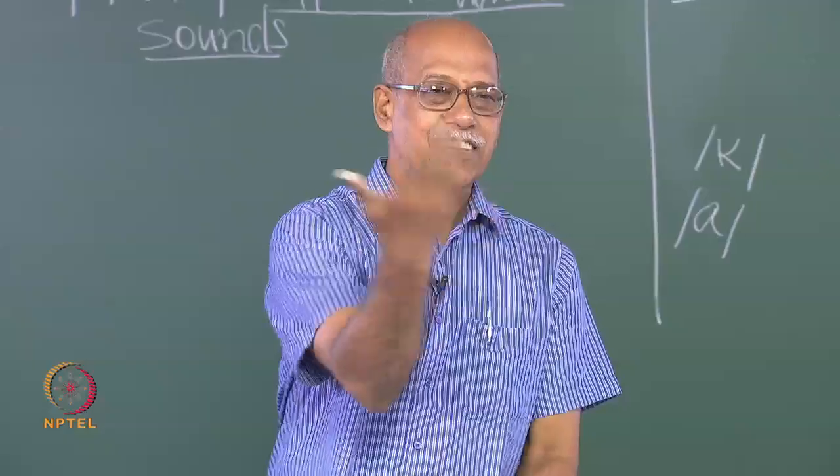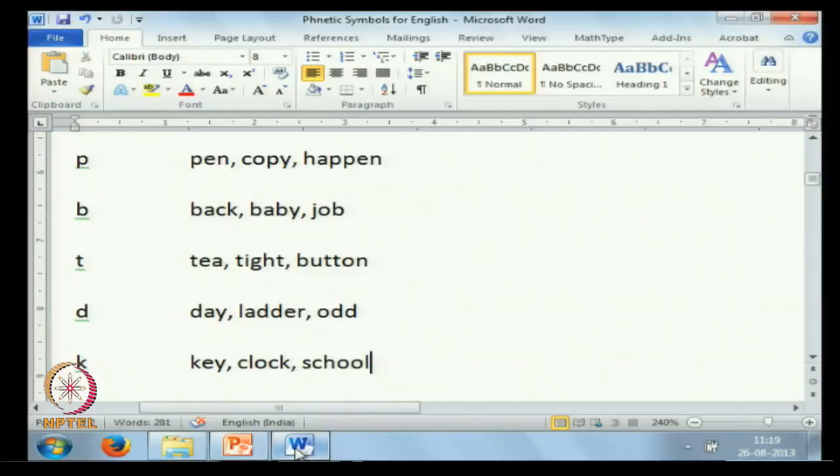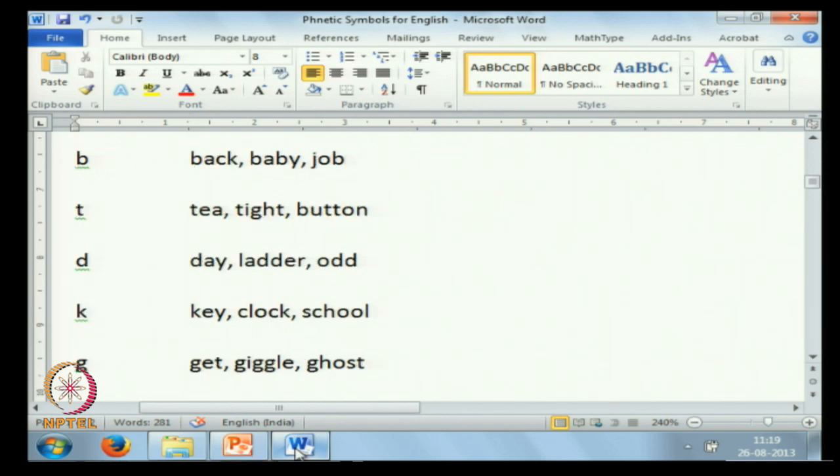As in, everybody please, as in back, baby, job. Next symbol is as in, go slow and with rhythm. Next is d, well, as in, next is as in, next is as in, like that. I have given you the entire set.